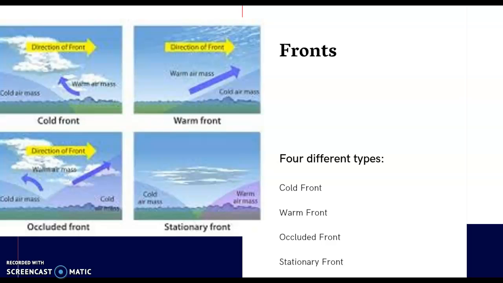A stationary front forms when a cold front and warm front meet and they both stop moving because of a lack of air mass. This usually produces clouds and fog and can also cause rain or snow.